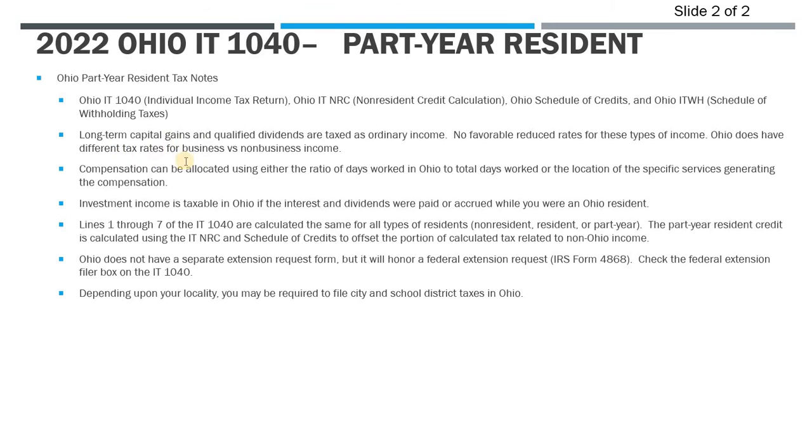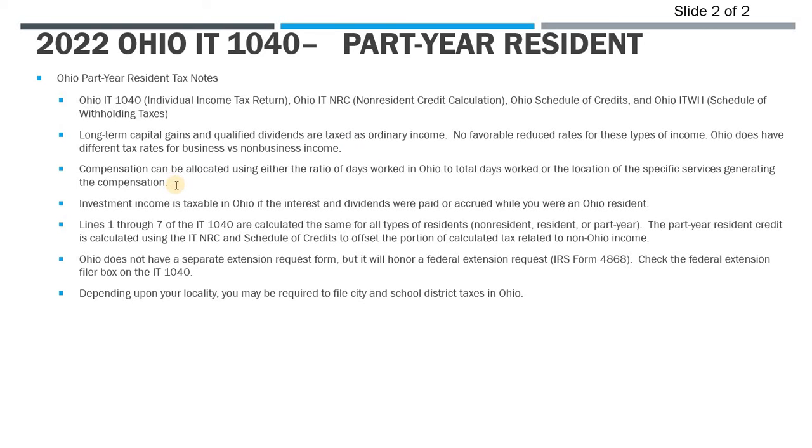Now, as far as character of income, long-term capital gains, qualified dividends, all of this is just going to be taxed at one rate. They don't have variable rates like we see for federal tax purposes, where you get reduced rates for qualified dividends and long-term capital gains. That doesn't apply here. Ohio does have different rates and carve-outs for business versus non-business income. In this fact pattern, we only have non-business income, so compensation, interest, and dividend income earned on a personal account are all just going to be non-business. So it's not going to be an issue with this return, but something to keep in mind if you have business income.